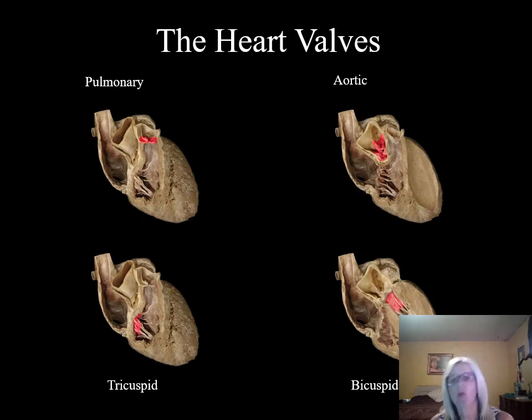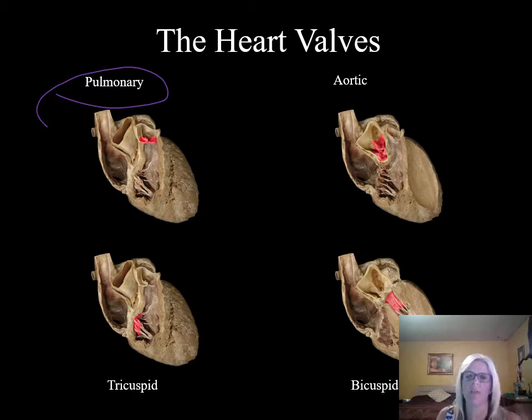So I tried to leave our APR images for APR, but sometimes they're just really good, and so I use them here in lecture as well. So here you can see some of the heart valves, and they do have different names, and you need to be familiar with the different names. So the first one is the pulmonary, and it is what we call a semilunar valve. We call them semilunar because they kind of have a half moon shape, and I try to draw that in the diagram.